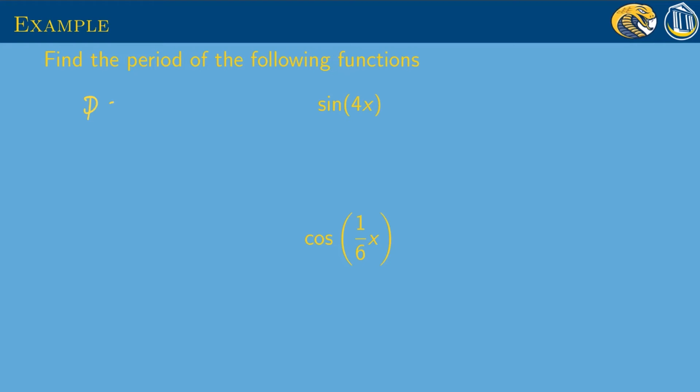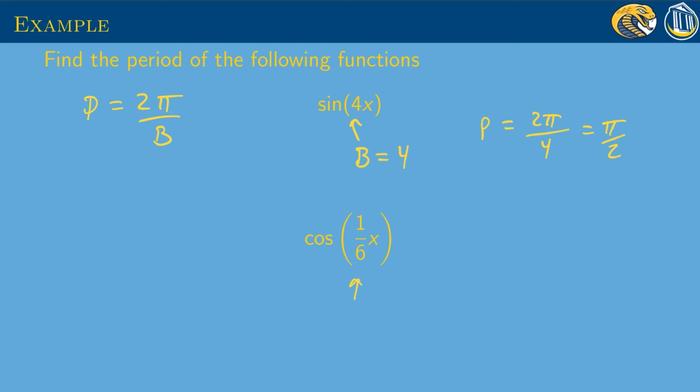Again, using the formula p equals 2 pi over b. In this case, sine of 4x, that tells us b equals 4. And therefore our period is 2 pi over 4, which is pi over 2. The graph would do one complete cycle every pi over 2 units. This applies for cosine as well.